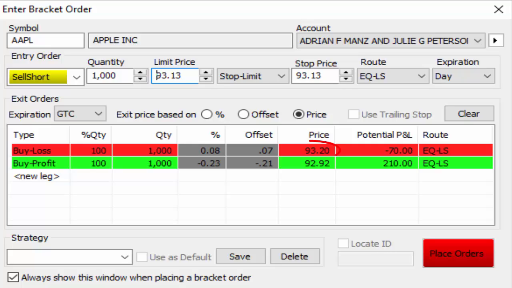I have got a stop loss in this case right at $93.20. Could go up to $93.23 if you want to just do a 10-cent stop. $92.92 is our target. We've got a 21-cent target on this, and let's take a look at what happened once the stock opened for trading.